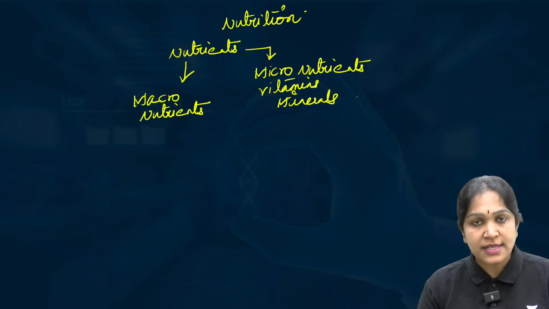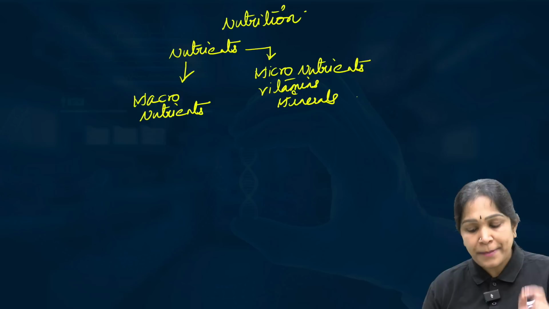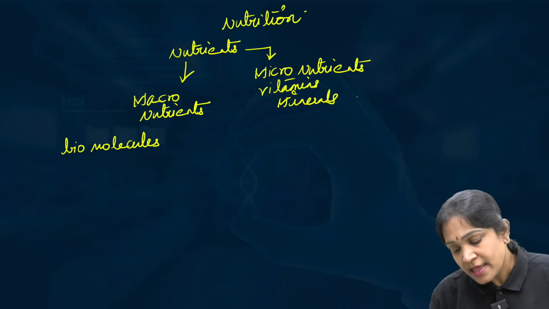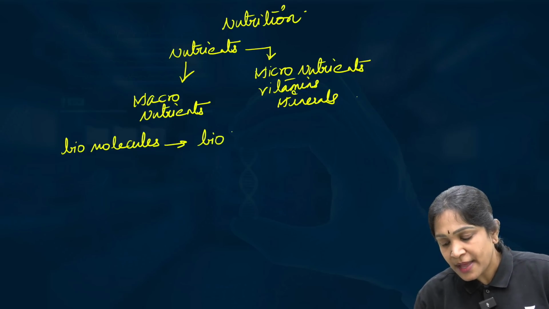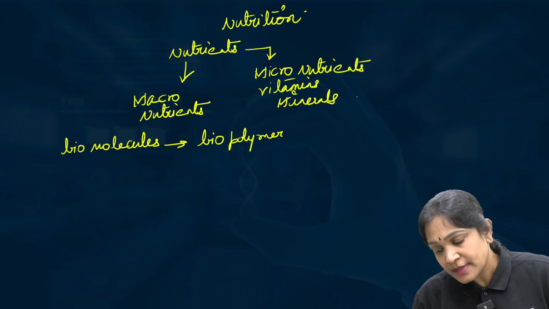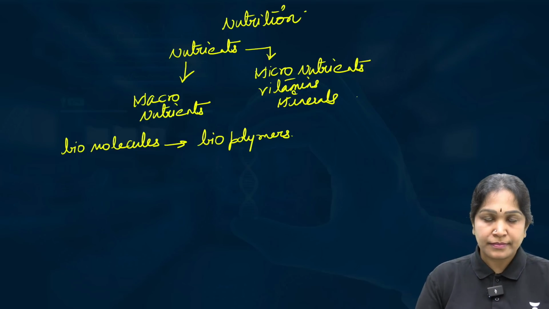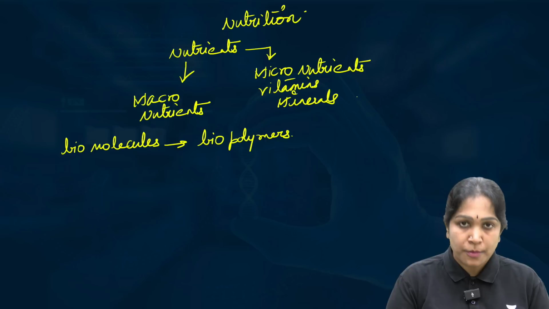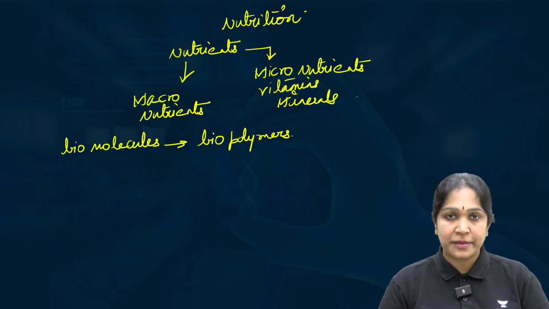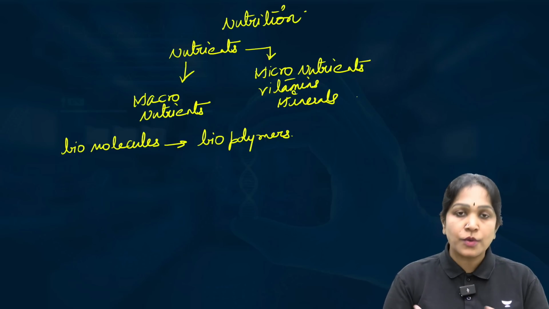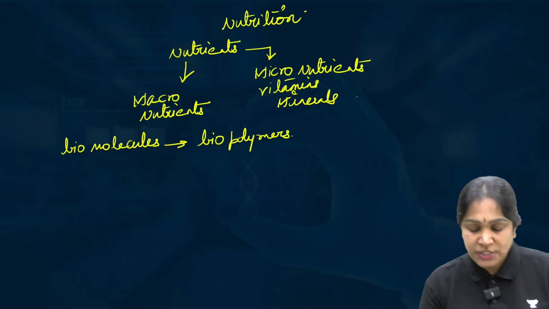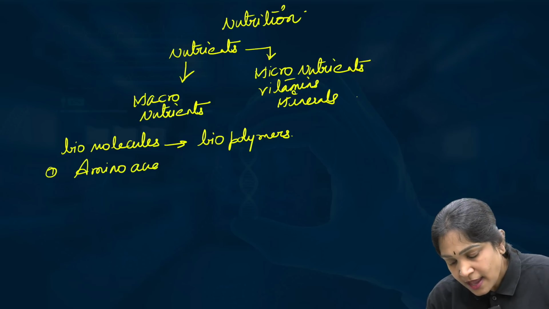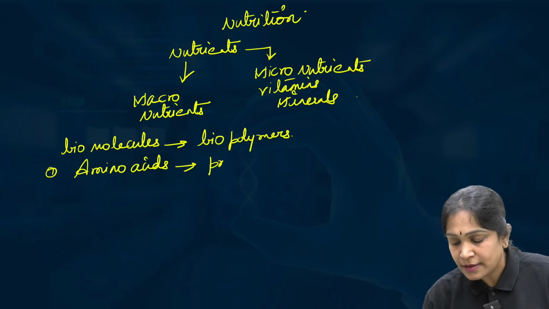All the macronutrients are related to the four basic biomolecules and the associated biopolymers that make up our body. In our body, all our cells are made up of four basic biomolecules and the associated biopolymers. They form the macronutrients in our food. The first one is amino acids and the associated biopolymers are proteins.